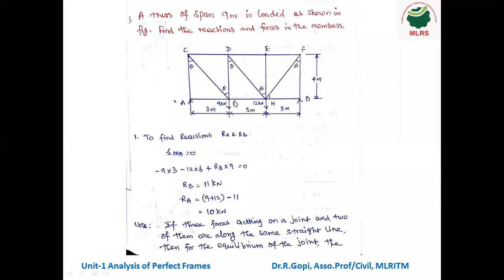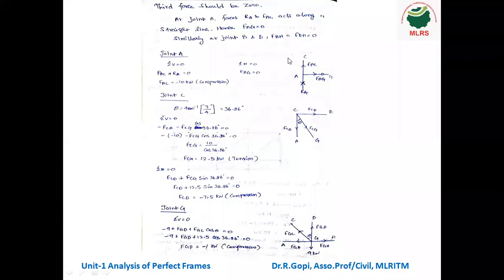Next, which joint do we have to take first? We have to take joint A. So from this joint A, this is the free body diagram. You can see here, this is the free body. So this is the free body diagram.